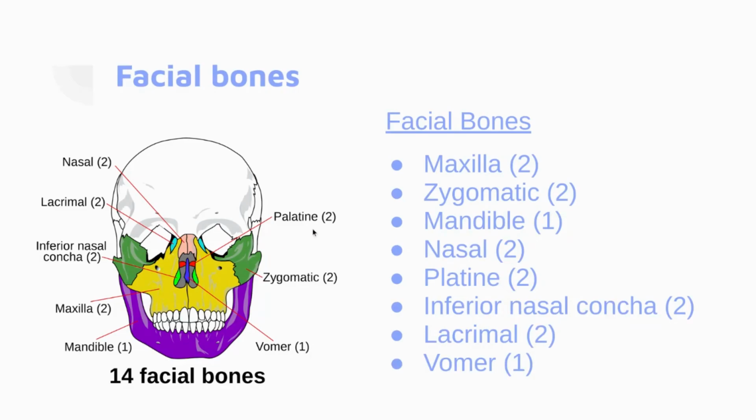You have the palatine, which is a bone that you can find in the back of your palate, which you can also see in your nasal cavity here. You have the zygomatic, which is another word for cheekbone. And then you have the vomer, which doesn't have much explanation. It is located there and is connected to your cartilage.